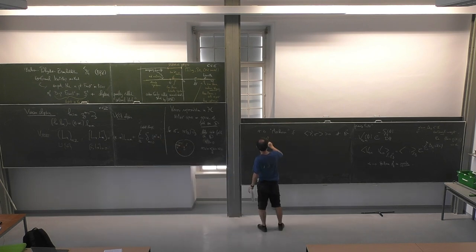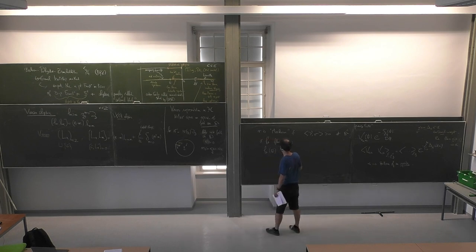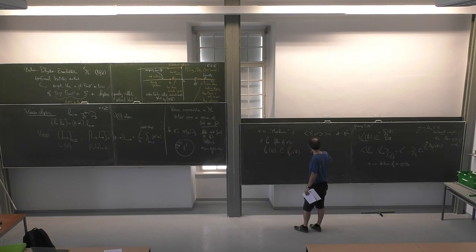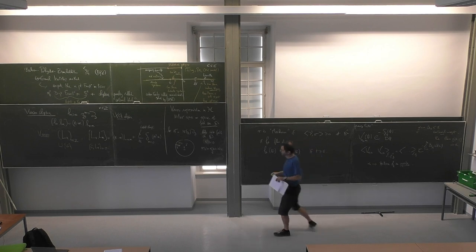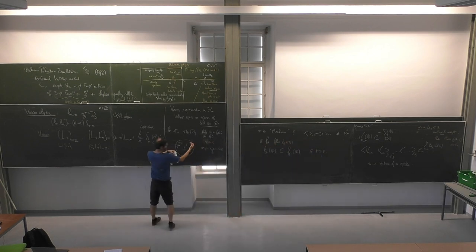So what it says is that if F_t is the flow, it's a consequence that F_t of D is included in F_s of D if t is larger than s. If you flow the disk in forward time, it will contract to a certain subdomain at time t.